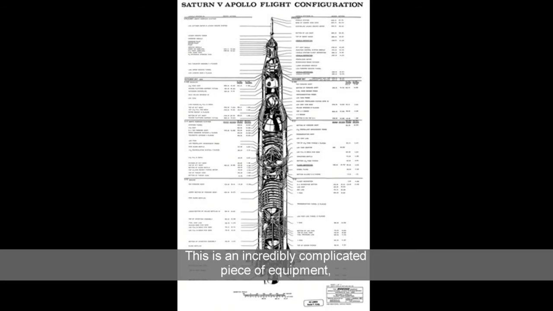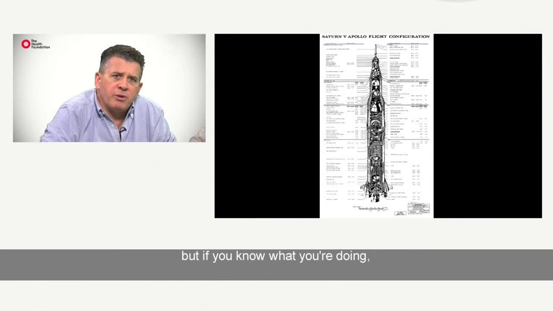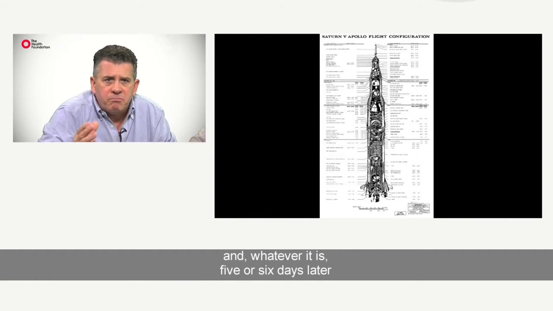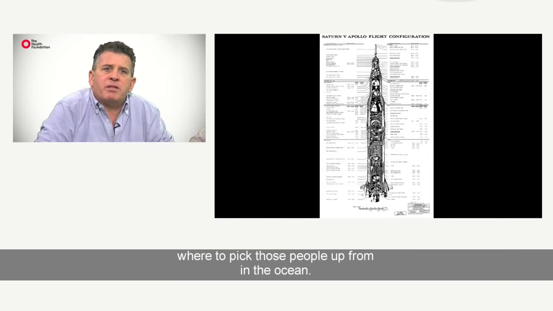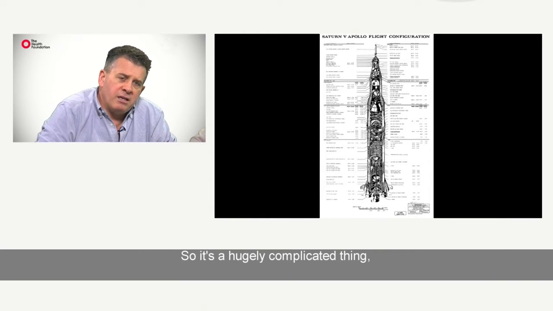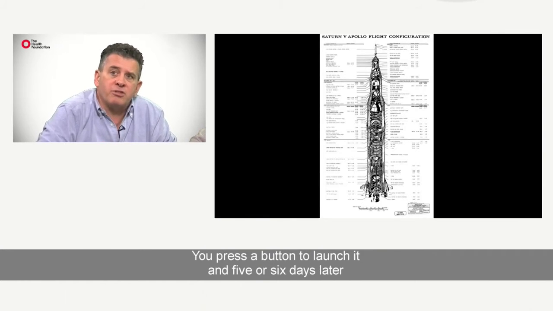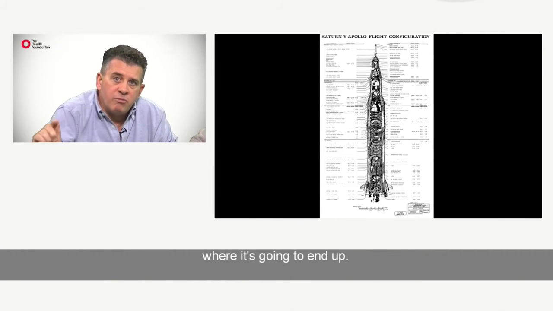This is an incredibly complicated piece of equipment, incredibly detailed, thousands and thousands of parts to it. It would take a very long time to build one, but if you know what you're doing, you can put 3 people into that little cone at the top, send it to the moon, and whatever it is, 5 or 6 days later, you know exactly where to pick those people up from in the ocean. So it's a hugely complicated thing, but it is predictable, it is controllable. You press a button to launch it, and 5 or 6 days later, you know to within a minute or two and to within a few hundred meters where it's going to end up.